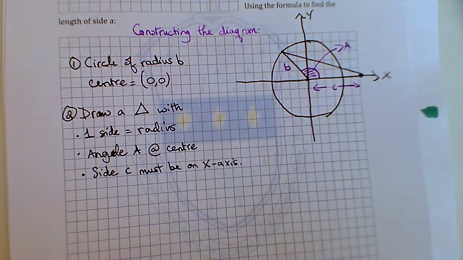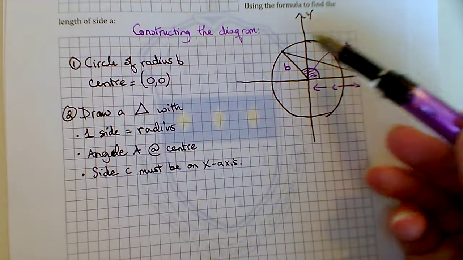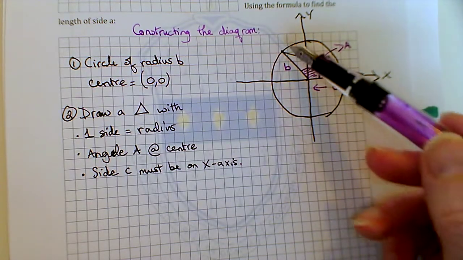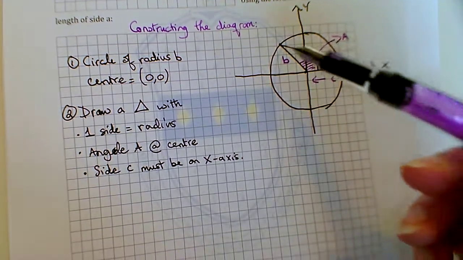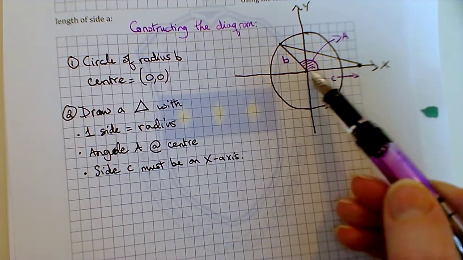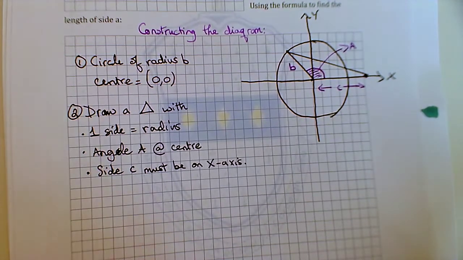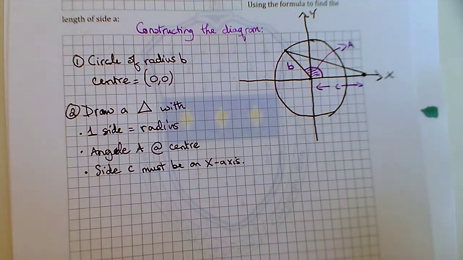Now, labeling this up. I hope you'll agree that whatever triangle we're given, you could draw a circle around that triangle so that the radius was B, one of the sides, and rotate the triangle so that the other side lands on the x-axis with the angle in the center. So that's the important thing here.